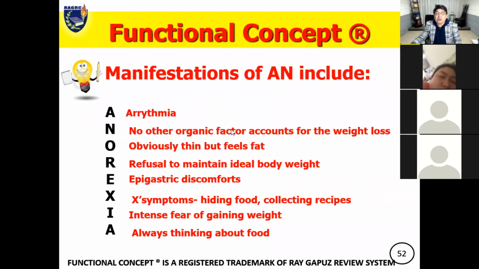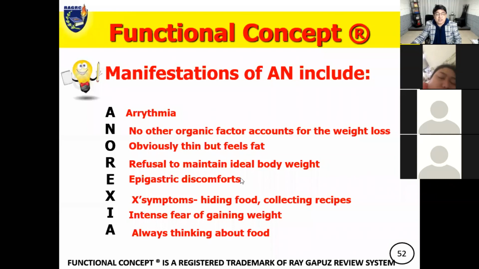Next, no other organic factor accounts for the weight loss, so the patient is not suffering from any medical condition. Obviously thin but feels fat. The anorexic patient, when they look at themselves in front of the mirror, sees themselves as still fat, but in reality, they're already thin. Refusal to maintain ideal body weight is one of the most significant criteria.